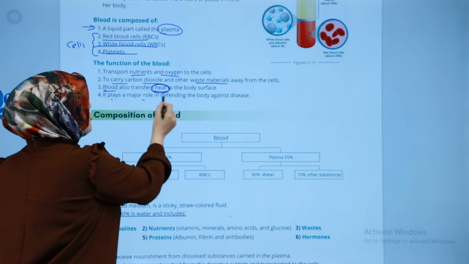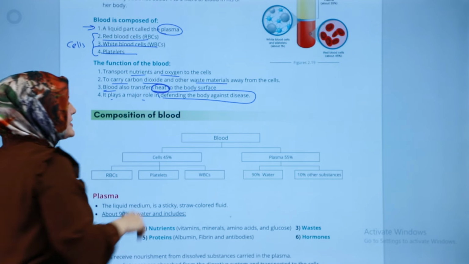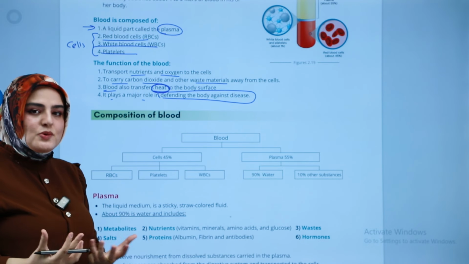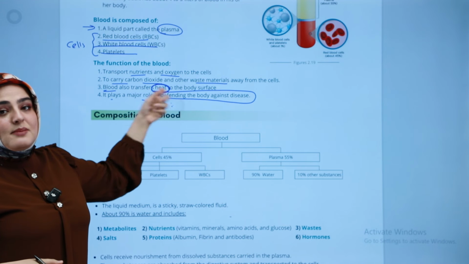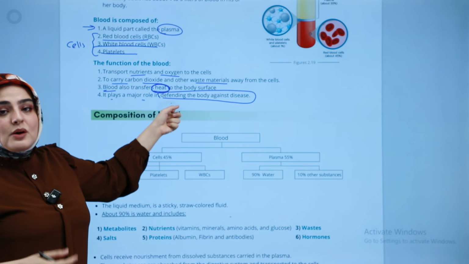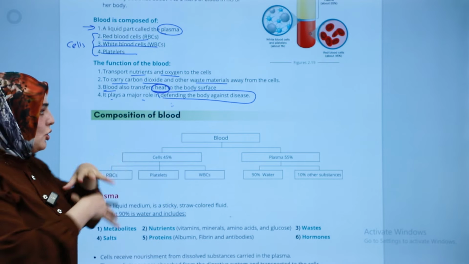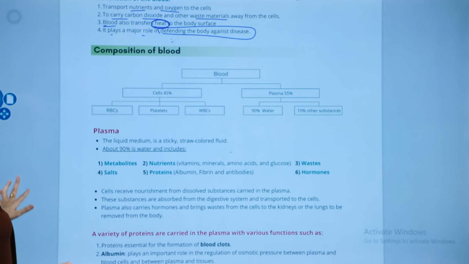It plays a major role in defending the body. Of course, there's a whole system named the immune system that we're going to study in the next chapter, and almost all of it is within the blood.